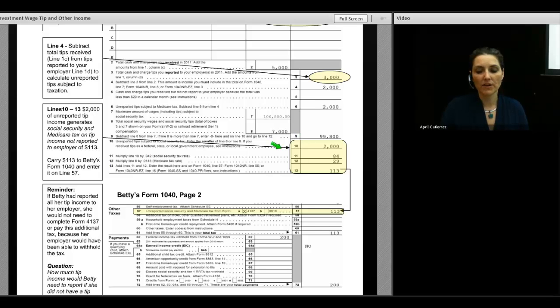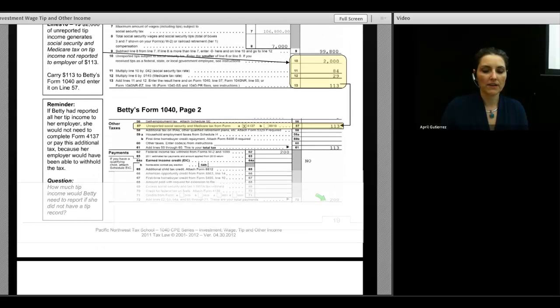And on line 11, we calculate the Social Security component, which is 4.2% times 2,000. And on line 6, we take 2,000 times 0.0145%, and we get $29. And you total those two amounts up, you get $113. And the $113 carries to line 57 on page 2 of Betty's Form 1040.